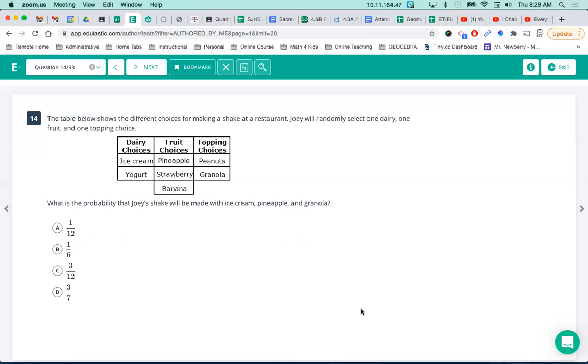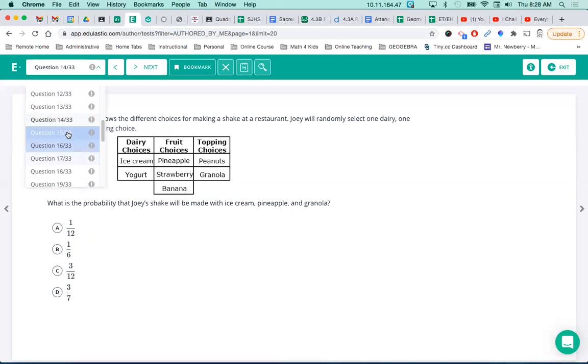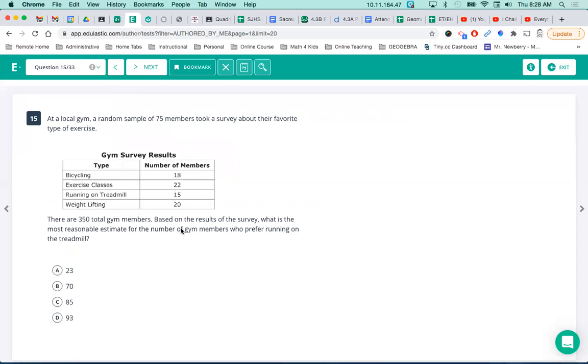And we're going to go to 15. At a local gym, a random sample of 75 members took a survey about their favorite type of exercise. There are 350 total gym members. Based on the results of the survey, what is the most reasonable estimate for the number of gym members who prefer running on the treadmill?